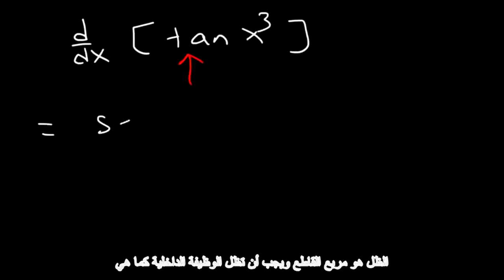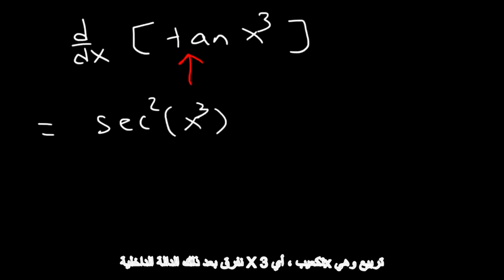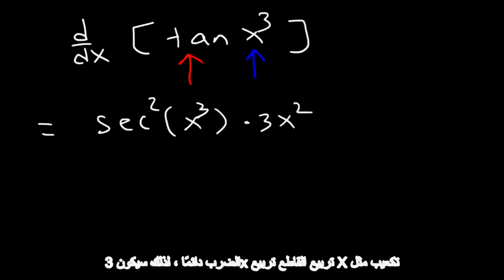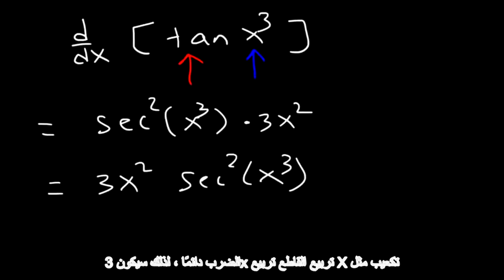Find the derivative of tangent x cubed. So first, let's differentiate tangent. The derivative of tangent is secant squared, and the inside function has to remain the same. Next, differentiate the inside function x cubed. So that's 3x squared, and it's always multiplication. So it's going to be 3x squared secant squared x cubed. As you can see, it's not that bad.